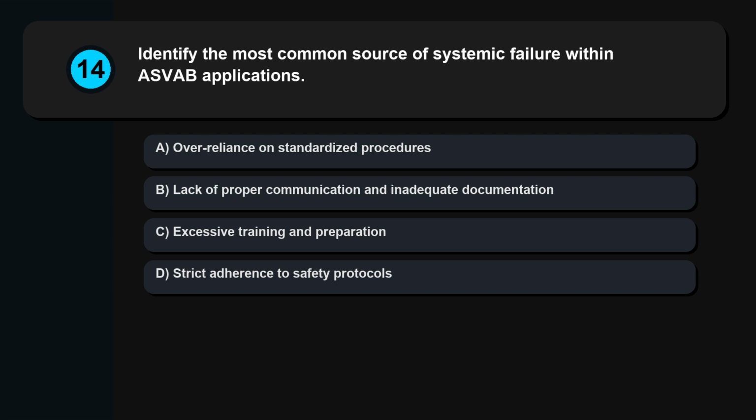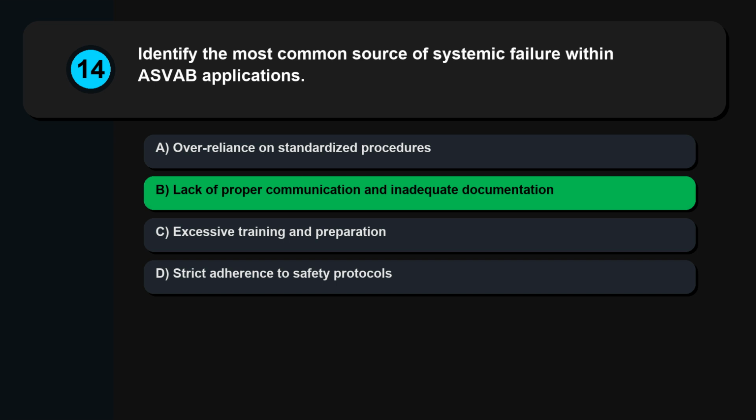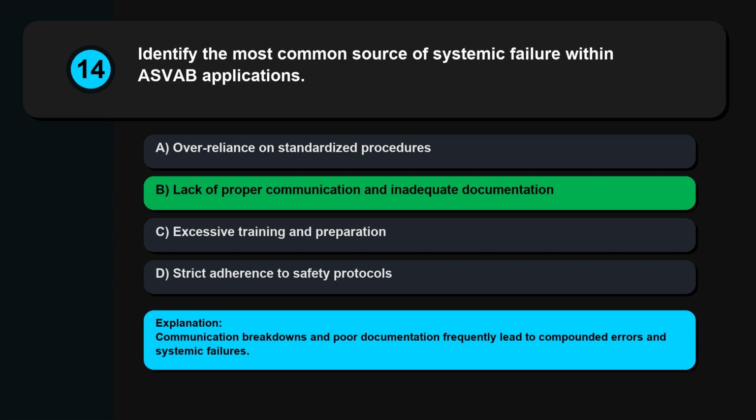Question 14. Identify the most common source of systemic failure within ASVAB applications. Over-reliance on standardized procedures, lack of proper communication and inadequate documentation, excessive training and preparation, strict adherence to safety protocols. Communication breakdowns and poor documentation frequently lead to compounded errors and systemic failures.